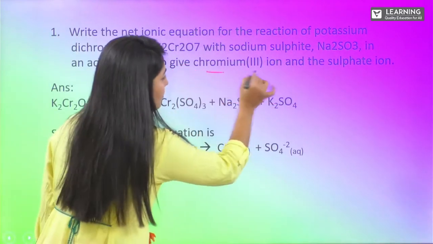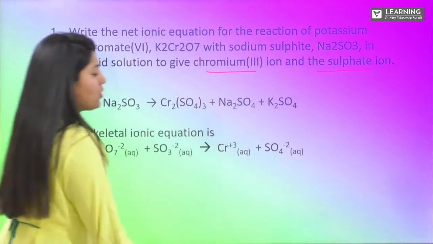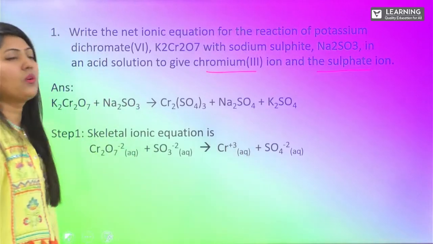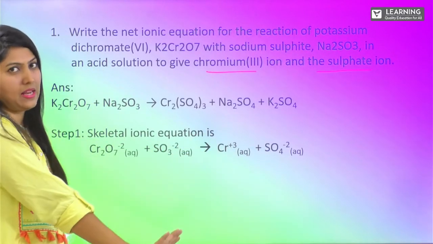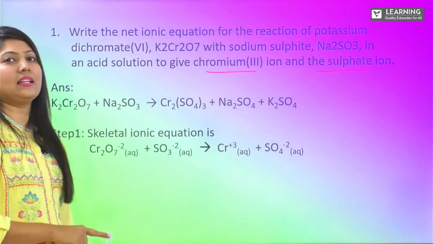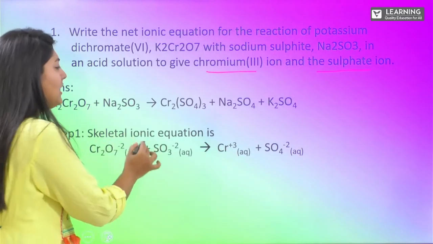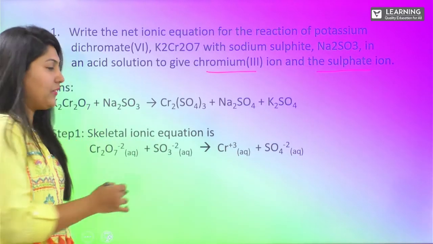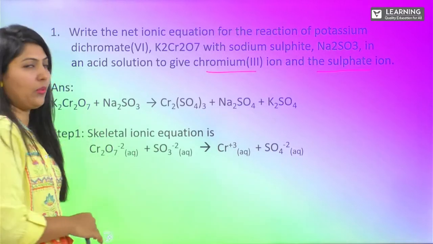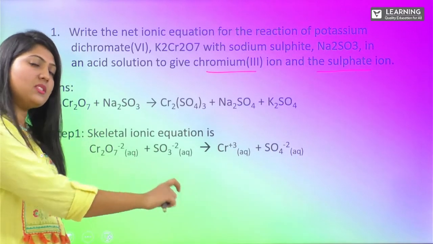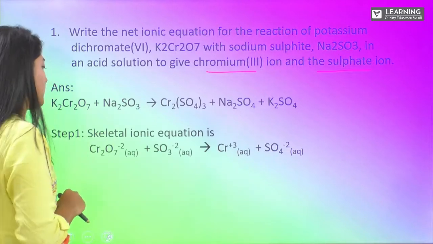And as we get ions of chromium and sulfate here, we are writing them as they are. So this is the skeletal equation. It has not been balanced. If the equation is not balanced and it is in ionic form, we call it a skeletal ionic equation. If it is in molecular form, we call it a skeletal equation. If the equation is balanced, we call it a balanced equation.